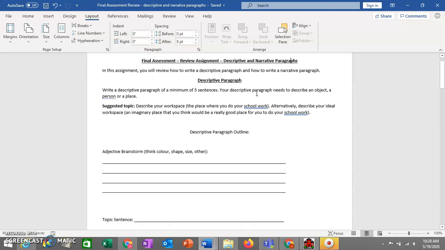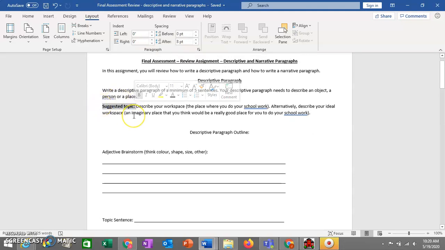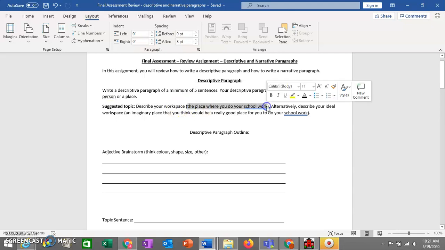Okay, so what I've also given you is a suggested topic. If you're not sure what to write about in your descriptive paragraph or your narrative paragraph, use my suggested topic to help you get started. So my suggested topic for your descriptive paragraph is describe your workspace, right? And a workspace is a place where you do your work. So maybe you're sitting at your desk, maybe you're sitting on a bed, maybe you're on a couch. I have no idea what your workspace looks like, so this is what you can describe.